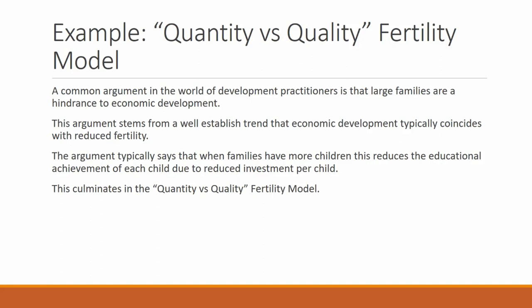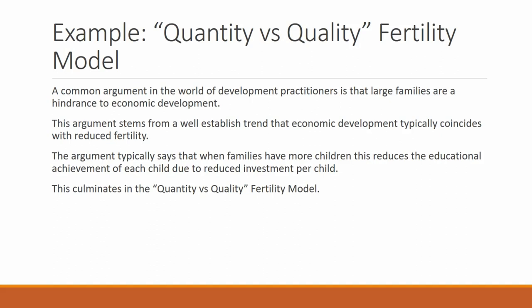So a child is the firstborn child of a family. If that family has an additional child, the firstborn will receive less investment in their education than they would have otherwise. All right, so this is called the quantity versus quality fertility model. This idea that when it comes to children and especially their education, there is a trade-off between quantity and quality. The more children you have, the less education that each child will attain. So there's this quantity versus quality trade-off.